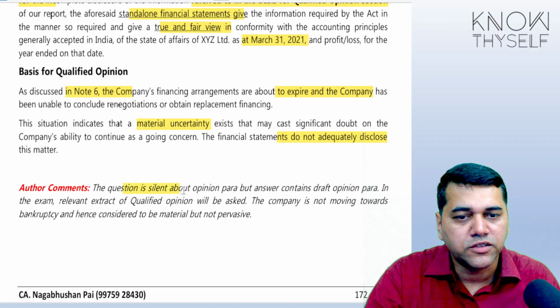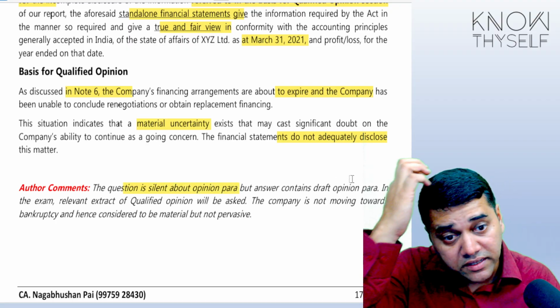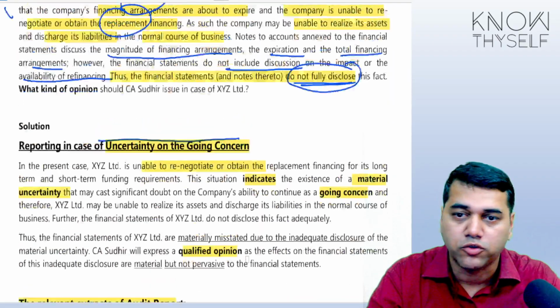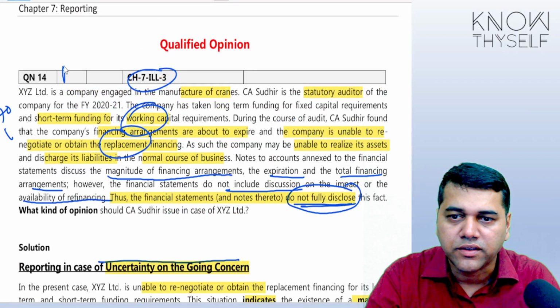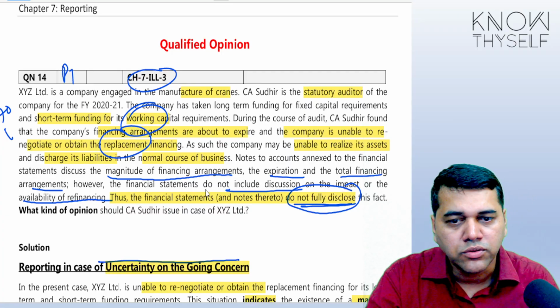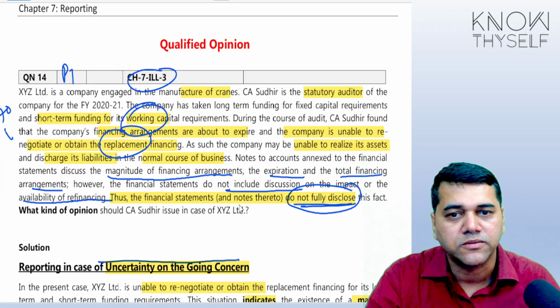Okay. So the question is very silent about the opinion para. Maybe in the examination, they may ask you to draft the para. So you can mark it as an important question. Because today somewhere we were able to make out that this is the going concern issue. Yes, accordingly, we will write the answer.